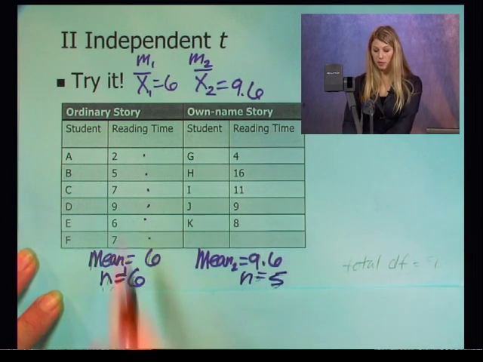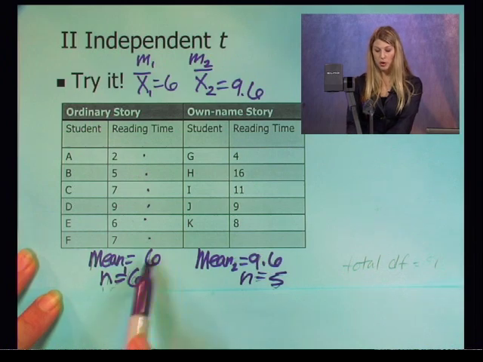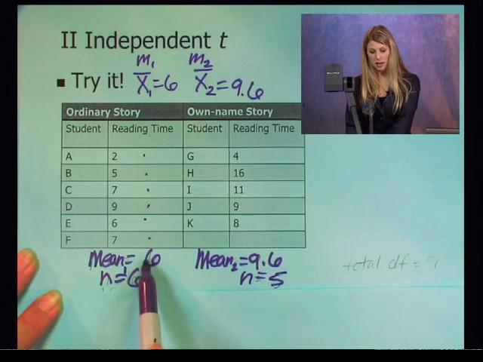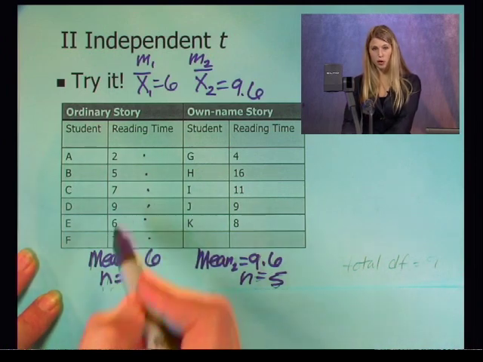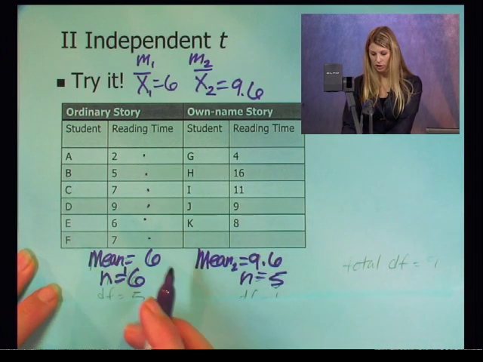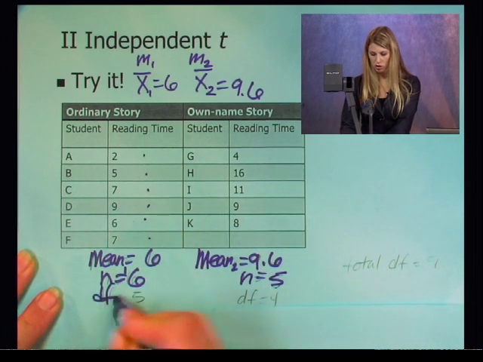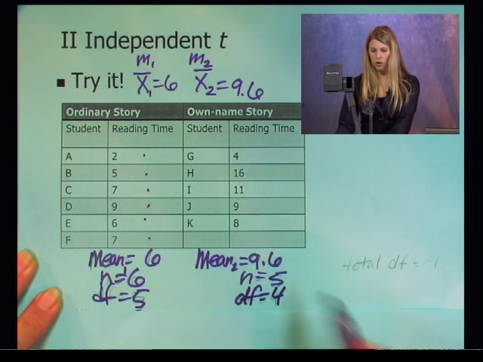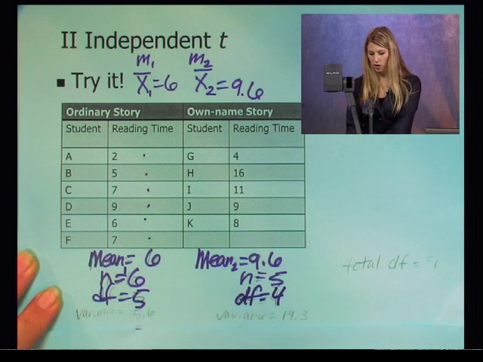So what are the degrees of freedom for this first group? Remember, the degrees of freedom are the values that are free to vary. If you know the mean of the group, it's n minus 1. Remember, we learned degrees of freedom before, so your degrees of freedom for this group equals 5. Degrees of freedom for this group equals 4. So those are important things to calculate first.